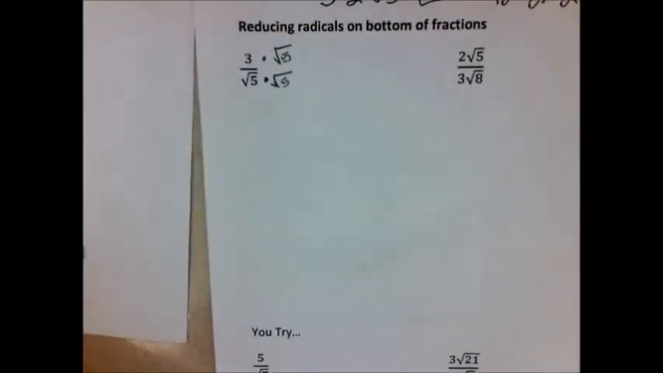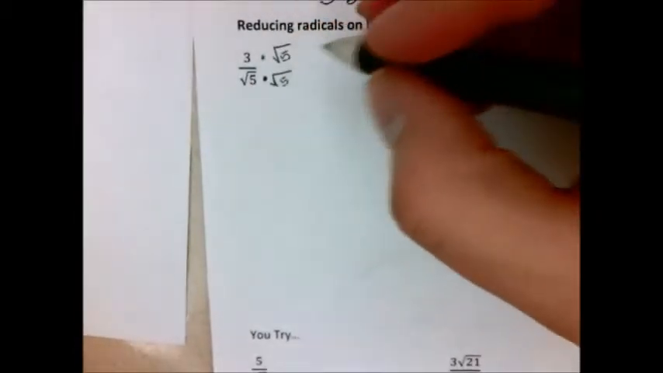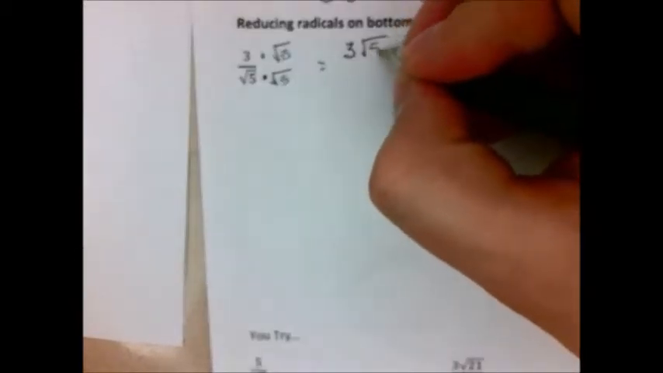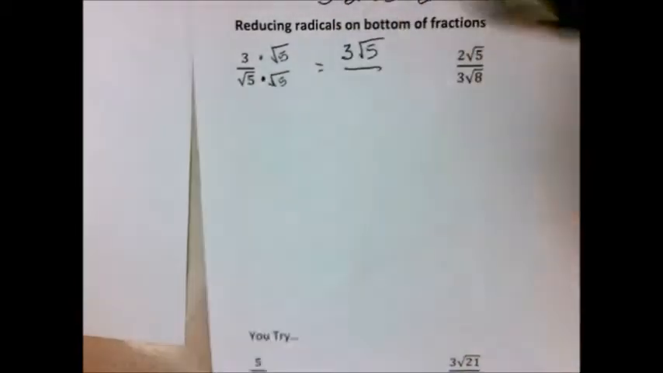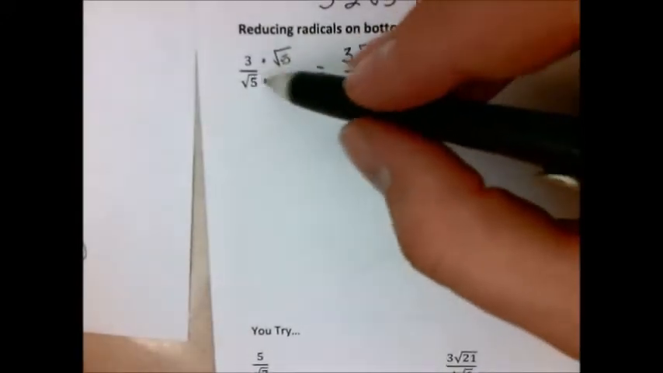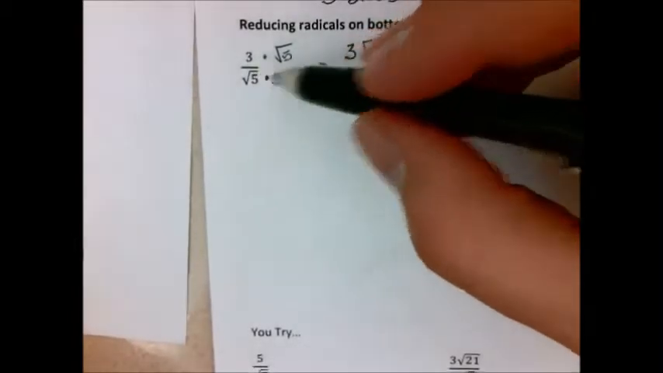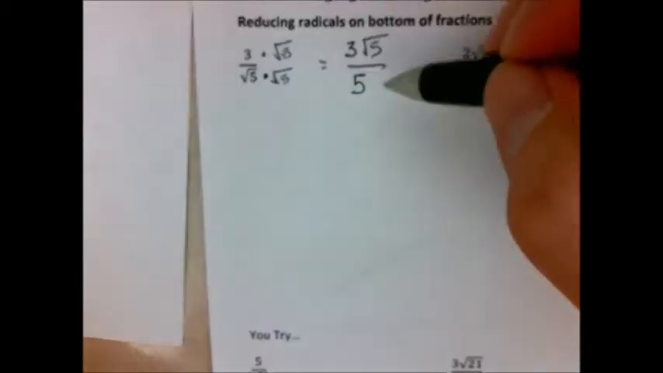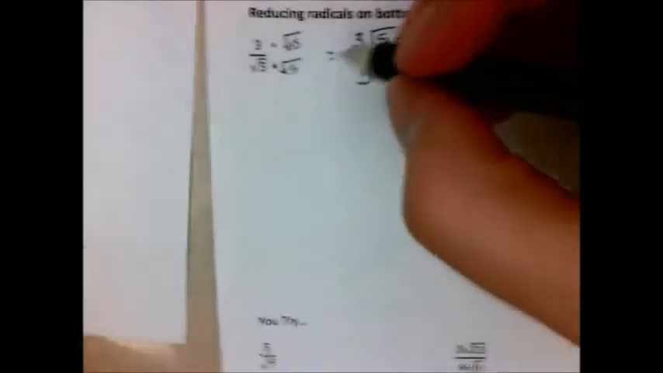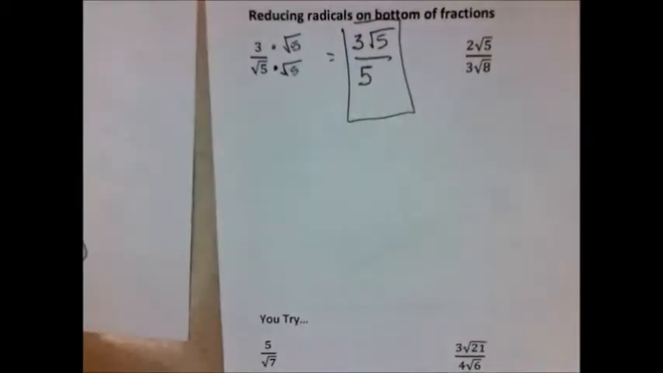So when we do that, we get 3 times square root of 5, which becomes 3 square root 5. When you multiply these two numbers on the bottom, you just get 5. Because it's going to be one pair, meaning 5 times 5 is 25. When we break it down, it's going to turn into 5. So that would be the answer for that.